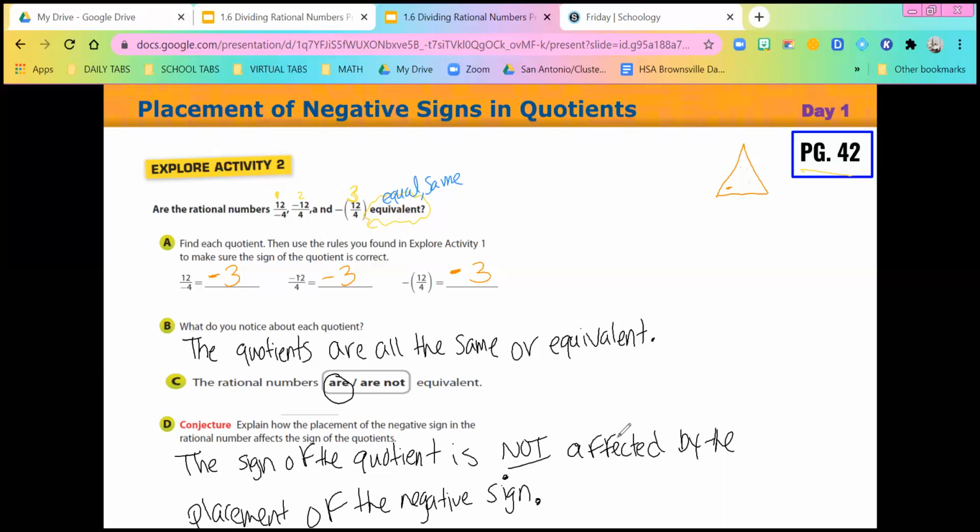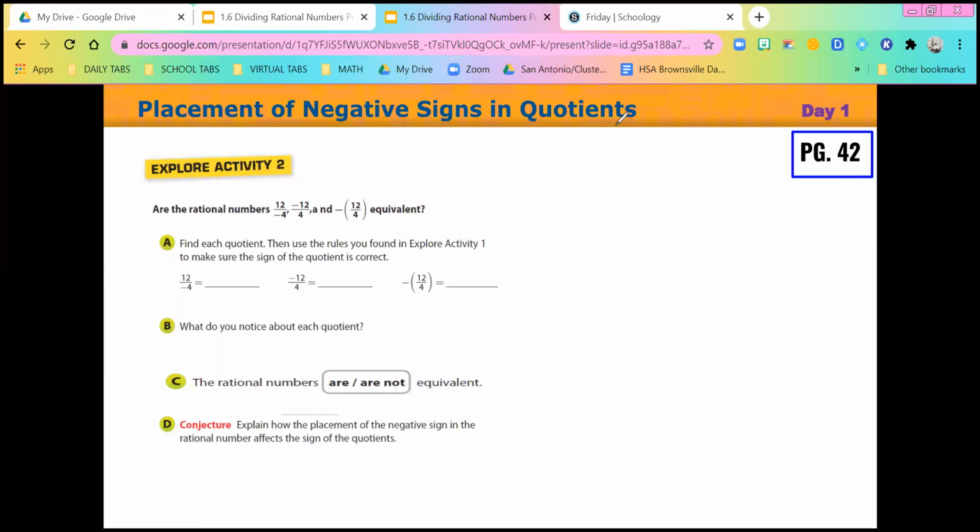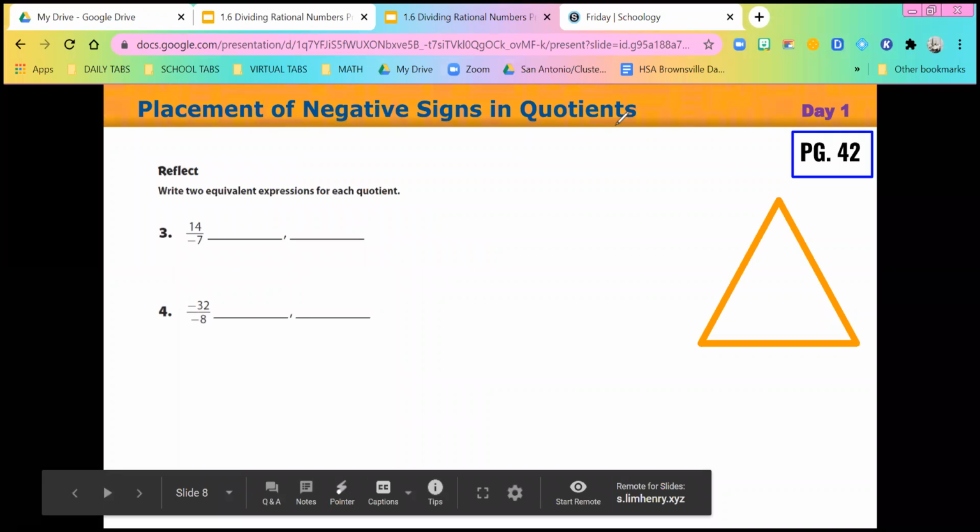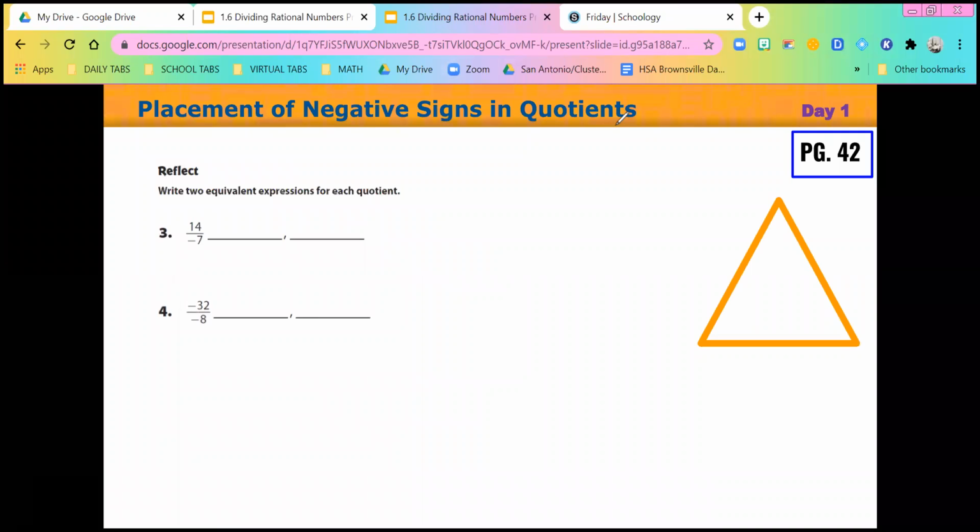I really hope so. All right, so now I'm going to clear this board. Now I'm going to go to the next page. You are going to do this one on your own, so this one is for you. You're going to write the two equivalent expressions for this quotient.